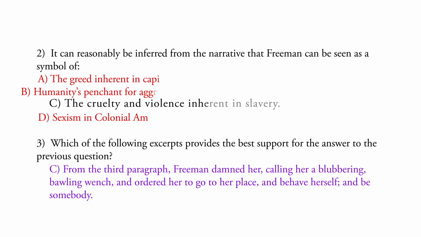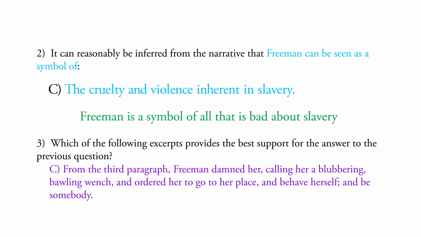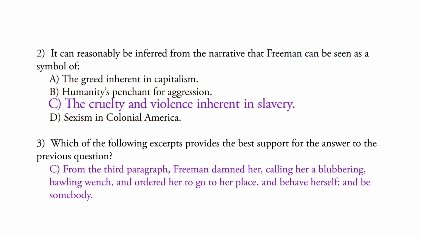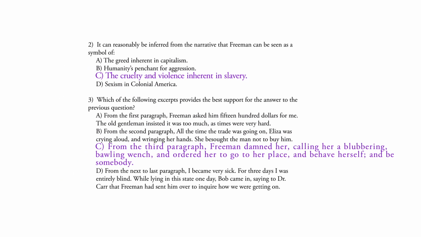So let's look at choice C, the cruelty and violence inherent in slavery. Okay, so this means that Freeman is a symbol of all that is bad about slavery. So choice C for number 2 is the best answer, and it is definitely supported by choice C in number 3.